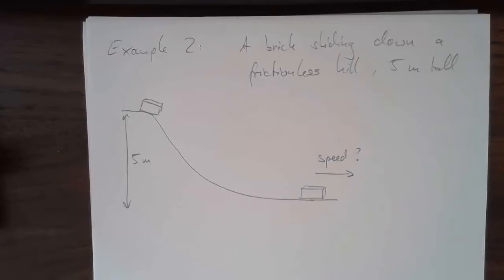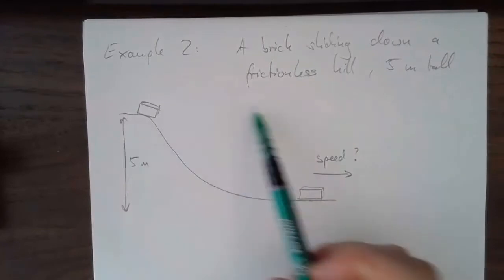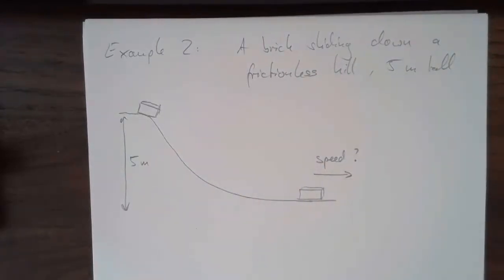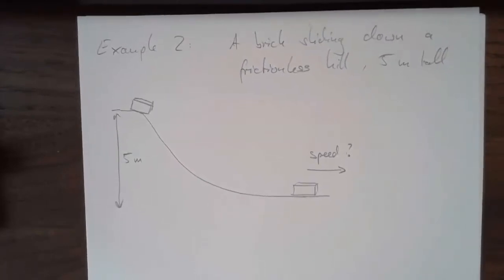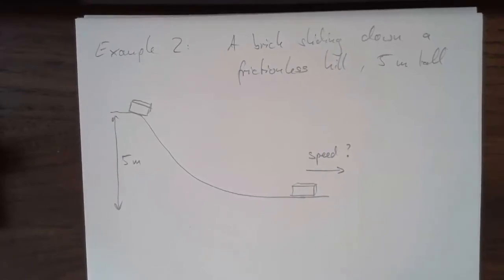Now, it might be that we don't actually know the exact shape of the hill. Well, it turns out the shape of the hill isn't actually relevant for how fast you go at the bottom, at least if we assume that we can ignore friction, which we're going to do. It's a frictionless hill. Of course, there is no such thing, but let's pretend there is to keep our life simple. We'll think about hills with friction later on.